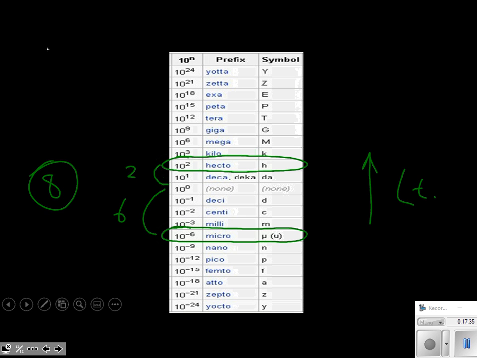So that seems to be where I see folks having the most issues when we're dealing with these metric conversions.